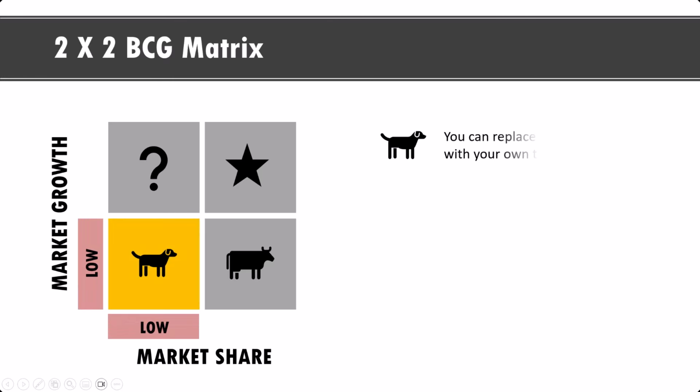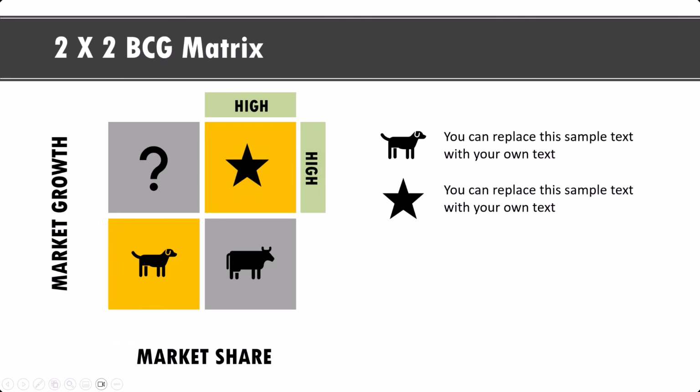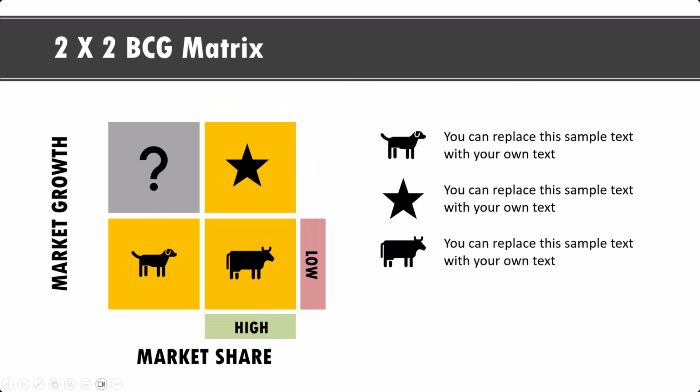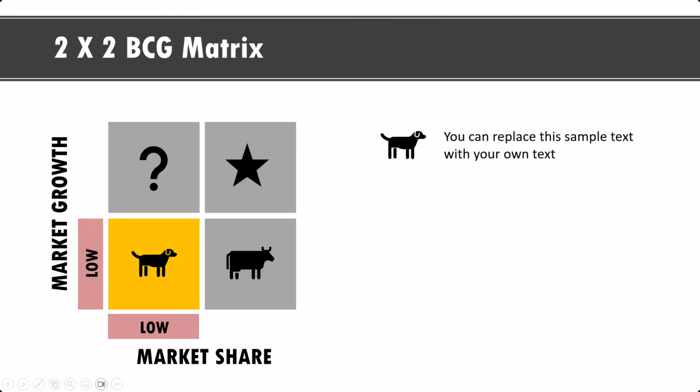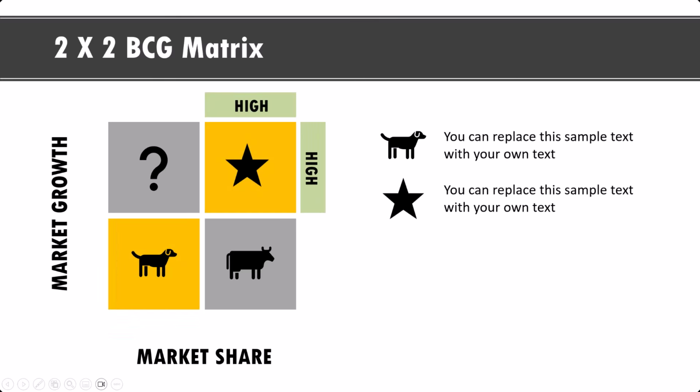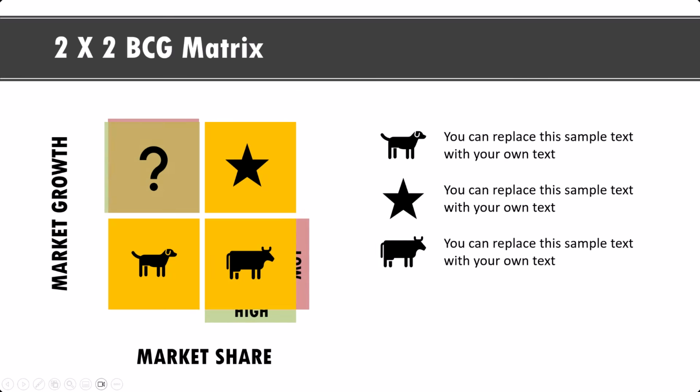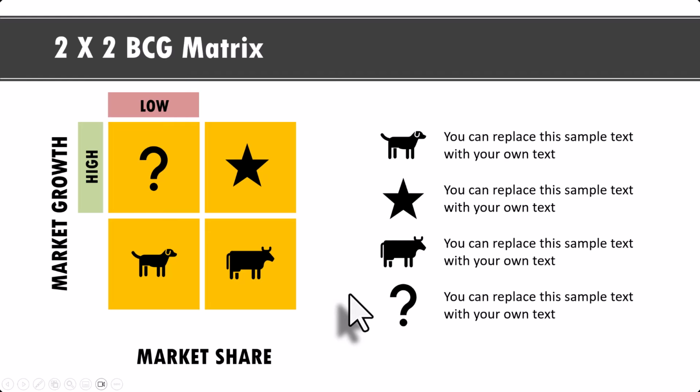Let us learn how to create this beautiful BCG matrix that shows you how to manage your portfolio of products. As you can see, this is a beautiful animation that allows you to show one quadrant at a time and explain your ideas in detail. Let us learn how to create this graphic from scratch.